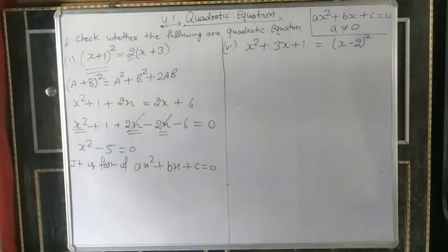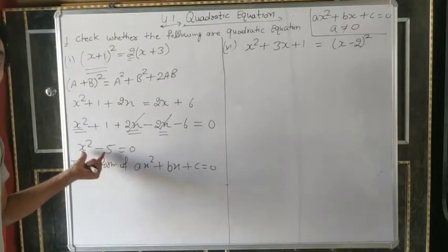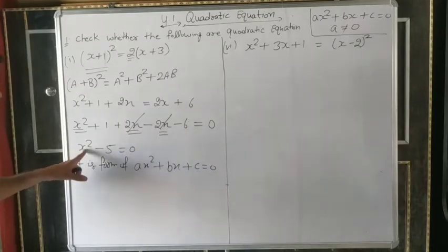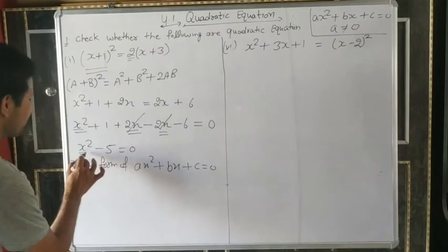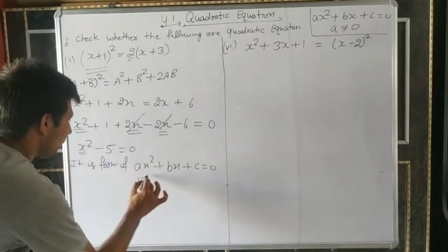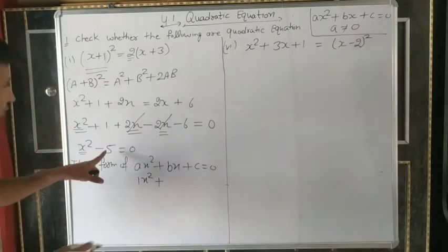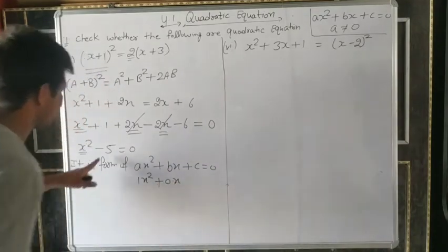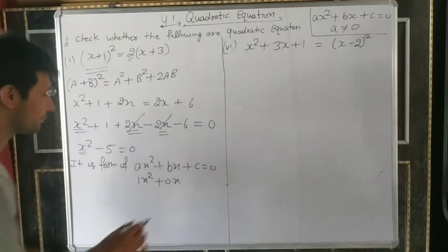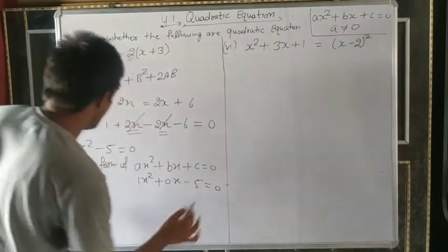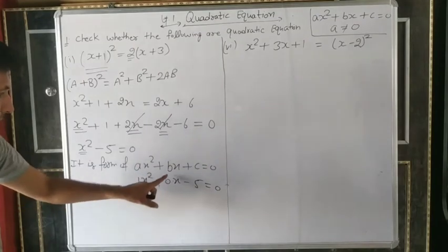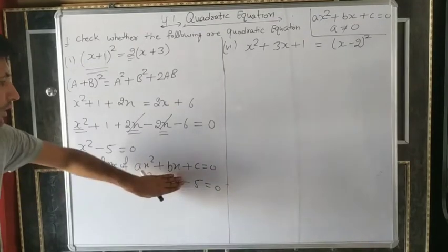Now some students ask, sir, it is not in this form because no x is given. But you can write this equation with the coefficient of x: 1x square plus 0 into x plus c, and in place of c is minus 5. Can you write this equation in this form? Yes. A means 1, b means 0 because it is 0 into x, and c is minus 5.